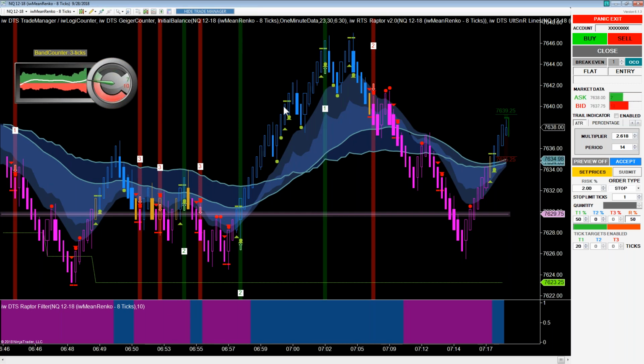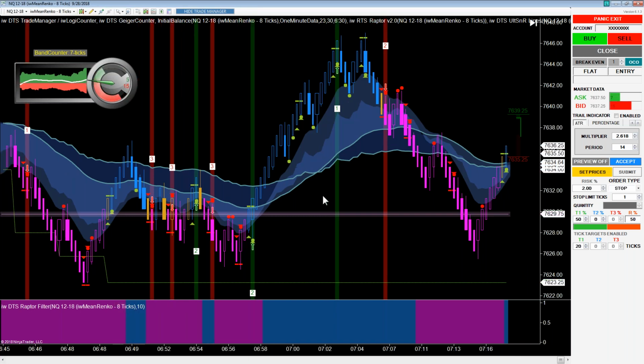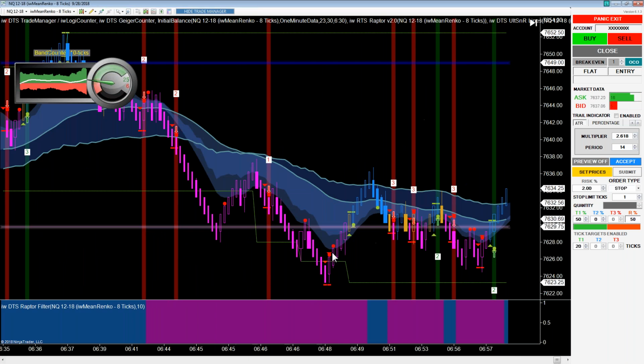The idea behind the band counter is that once the band becomes very, very broad, it will be more prone to a reversal signal. So if we have a broad band and then we print a number 2 signal or a series of number 2 signals, it will be more likely to see the market head higher from there.